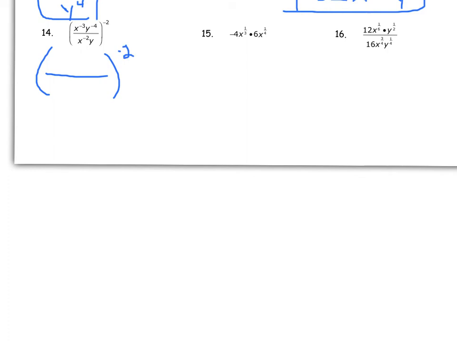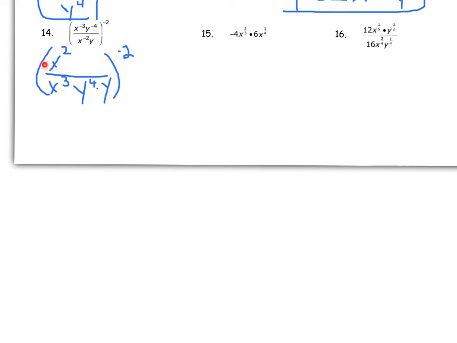So the x to the third goes to the bottom. The x to the squared goes to the top. The y is negative. That goes to the bottom. But the y that's down there is positive, and that stays there as it is. All right. Now we can still do some simplifying before we try to take care of that negative power.